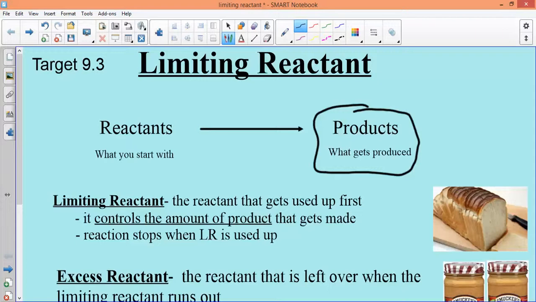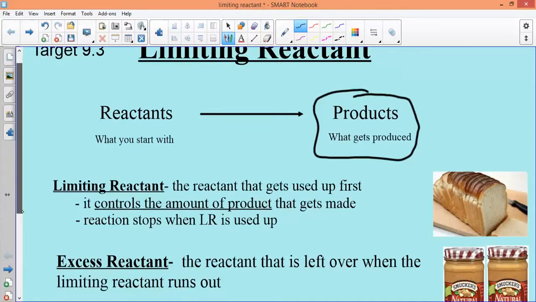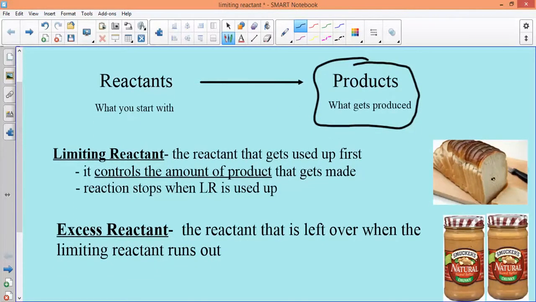For example, if you had 1 loaf of bread, 2 full jars of peanut butter, which one would limit the number of sandwiches you could make? The amount of bread or the peanut butter? Well, clearly, if you had this amount of bread, you would run out of bread before you would run out of peanut butter. When the bread was all gone, no more sandwiches could be made. So in this case, the bread is your limiting reactant. It controls the number of sandwiches that could be made. Peanut butter is your excess reactant. You will have peanut butter left over when the bread is all gone.